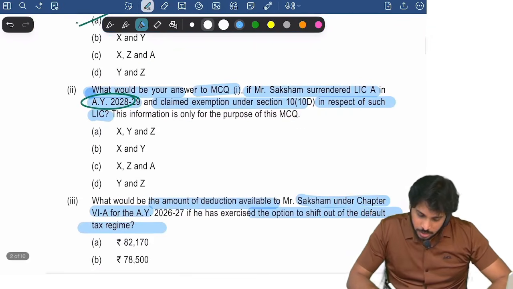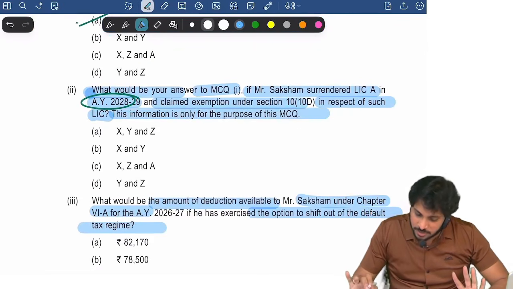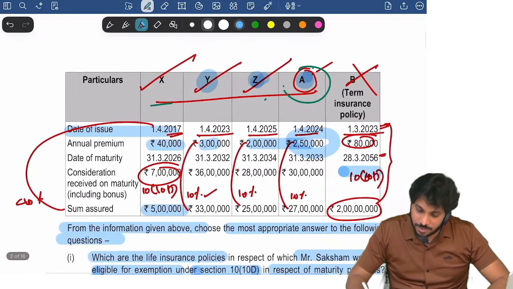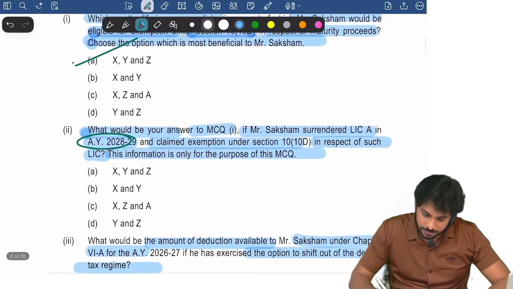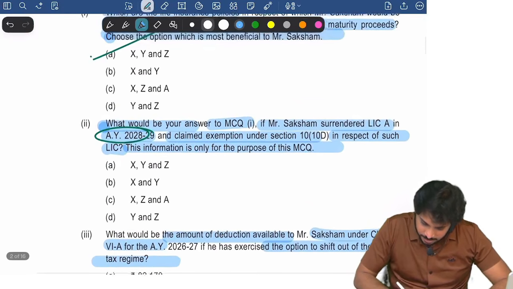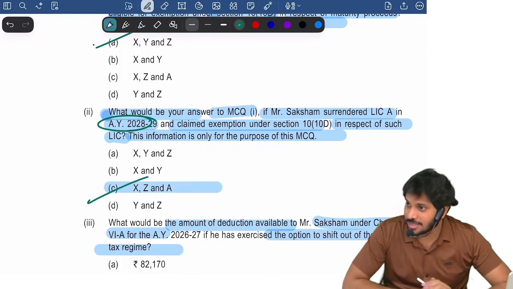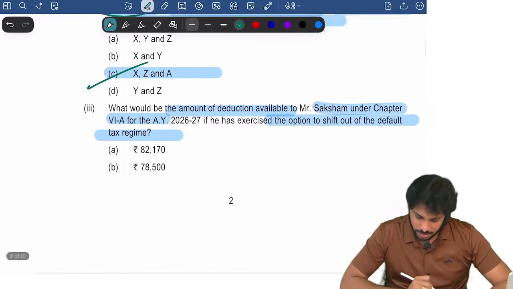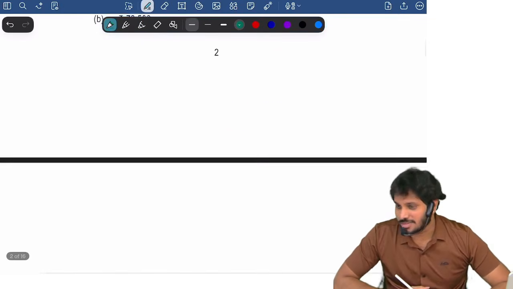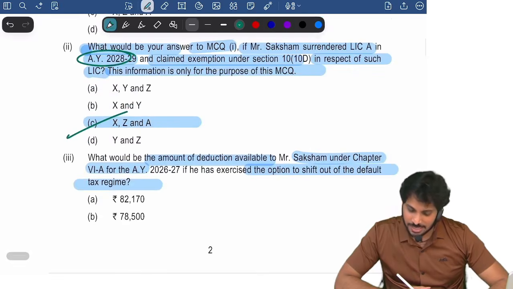Now the information is only for the purpose of the MCQ. So which policies are exempted? Then A, Z, X. Where is it? C. That's it. The answer is C. Correct? Yes or no? For the remaining, we need to compute the full answer. Then only we can write it. Okay? Fine. Shall I go further?